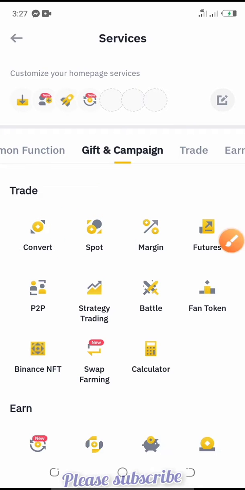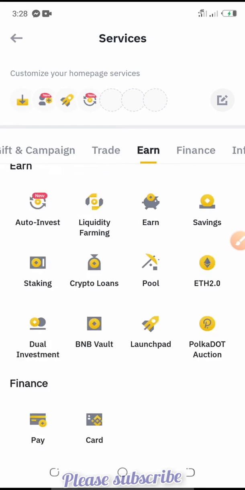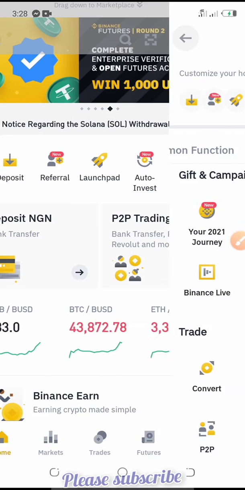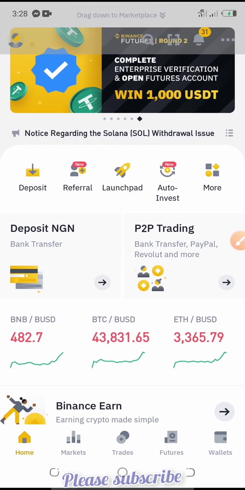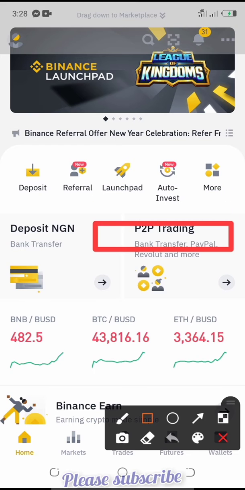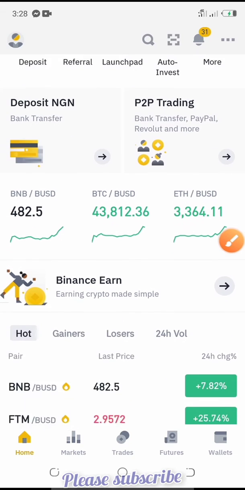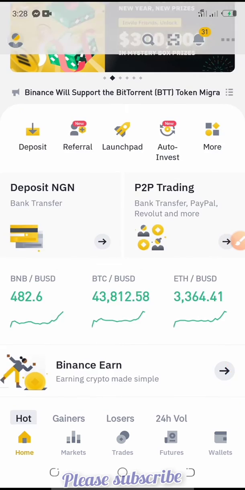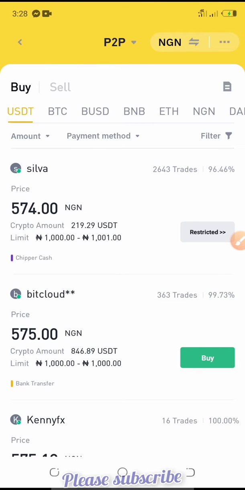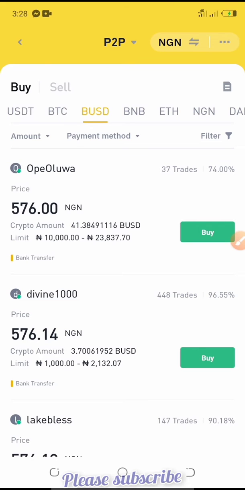You can actually convert them to BNB or BTC. Why do you need to convert your coin? Sometimes if you go to how you can sell back this coin, that's P2P trading here. If you look at here, you have P2P trading. Now, why do you need to convert coin? That's when you get to understand. If you go to P2P, you check, you have USDT, which is just like the US dollar. You check BTC, BUSD, and then you see BNB.